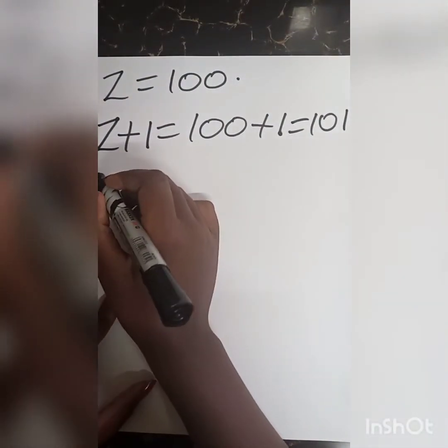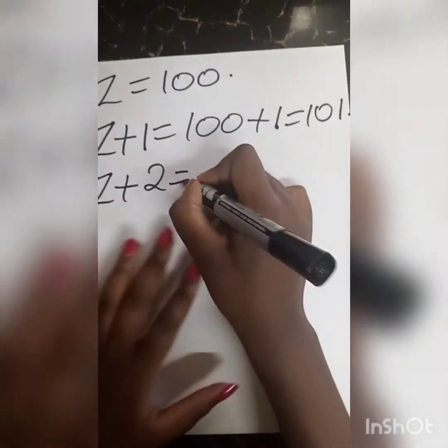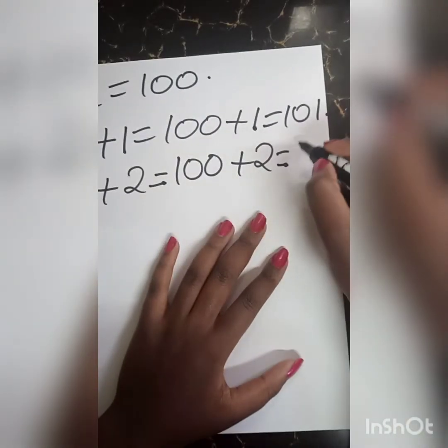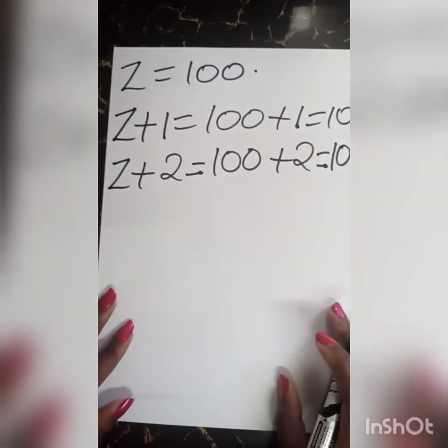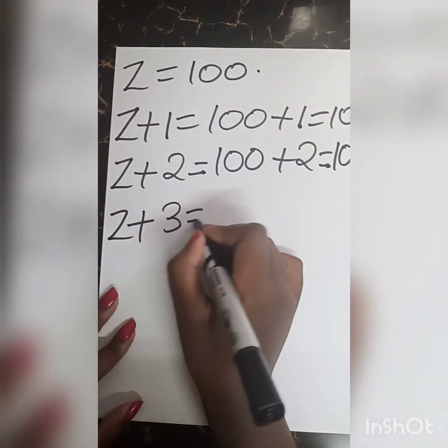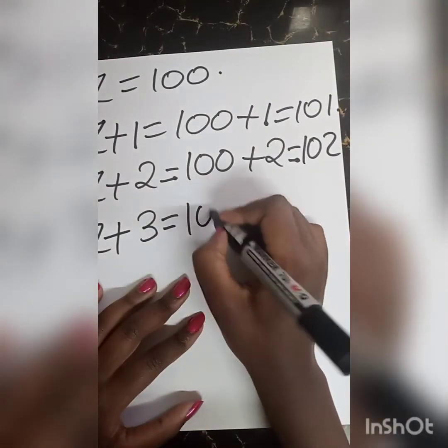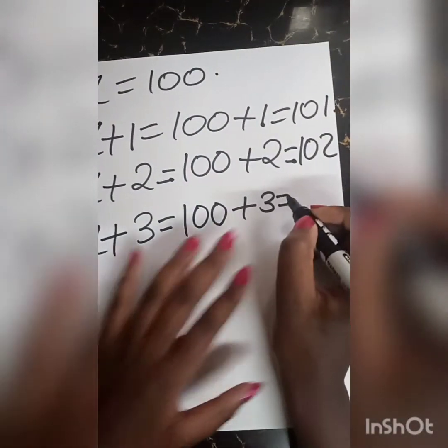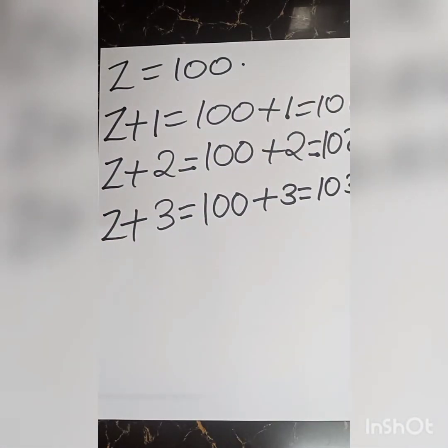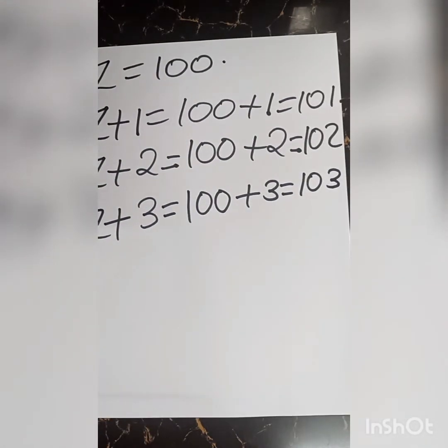Our third number will be Z plus 2, which is 100 plus 2, which is 102. And last but not least, our fourth number will be Z plus 3, which is the same thing as saying 100 plus 3, which is 103. And as usual, don't forget to check your answers.